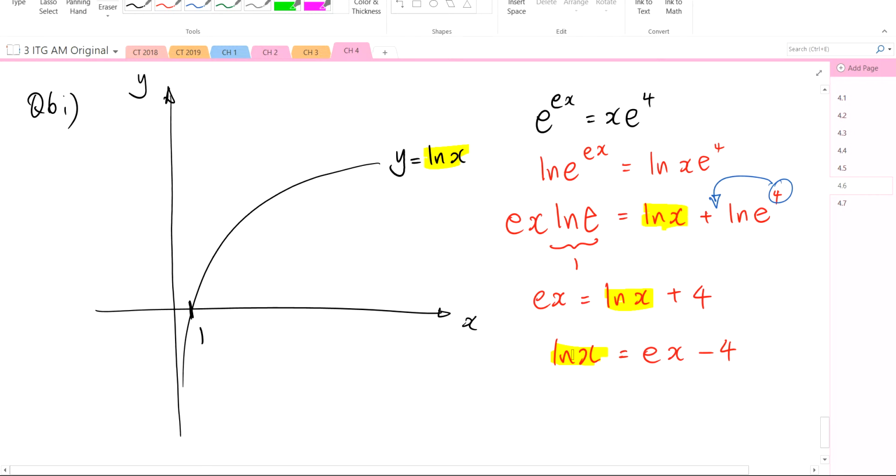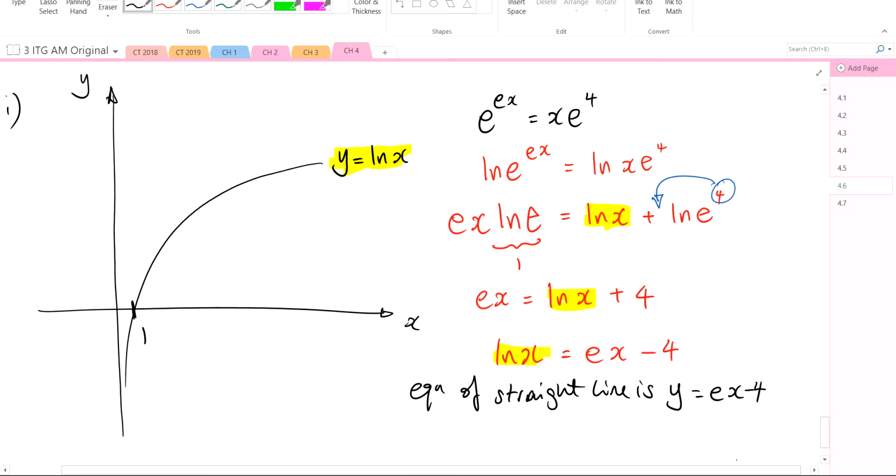I already have the yellow graph. Now, all I require is to answer the question in part 2. I need to find the equation of the straight line. The equation of the straight line is y equals ex minus 4. Okay, why must I sketch this graph? Because I already have the graph of y equals ln x, right? That's the yellow one.